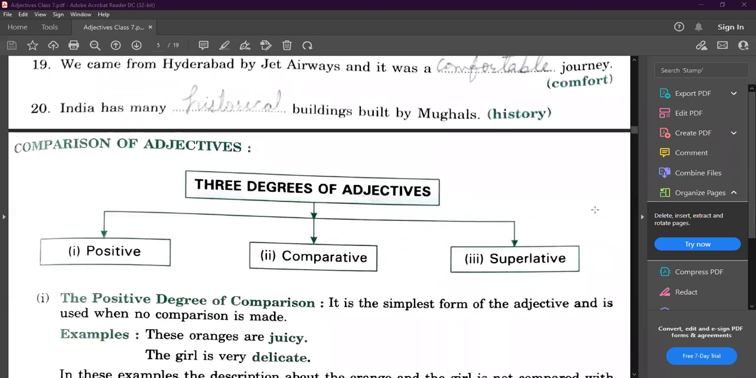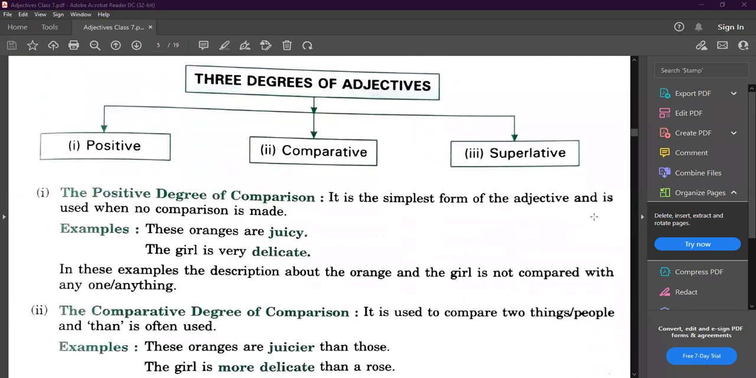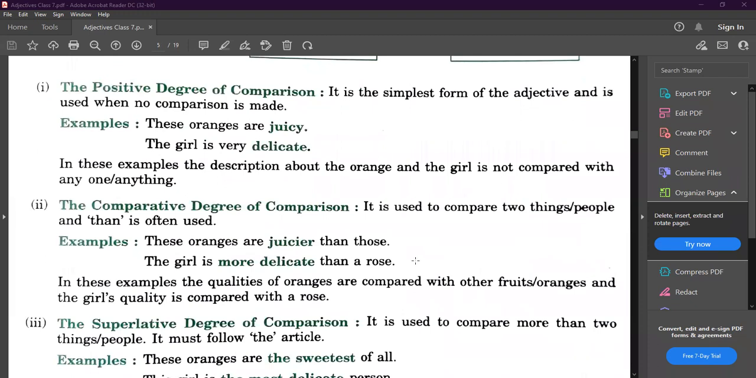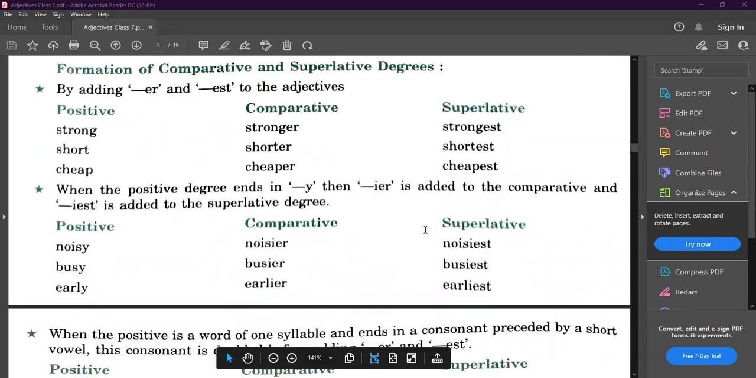Now comparison of adjectives. You have already done this in many previous classes, you have studied the 3 degrees of adjectives. One is the positive, the word in the simplest form. Then comparative, comparison between two things. Then superlative, which is the highest. It is used to compare more than 2 things or people. After comparing the most, whatever is the best answer. It must follow the article, the most delicate person. Okay, let us move ahead.